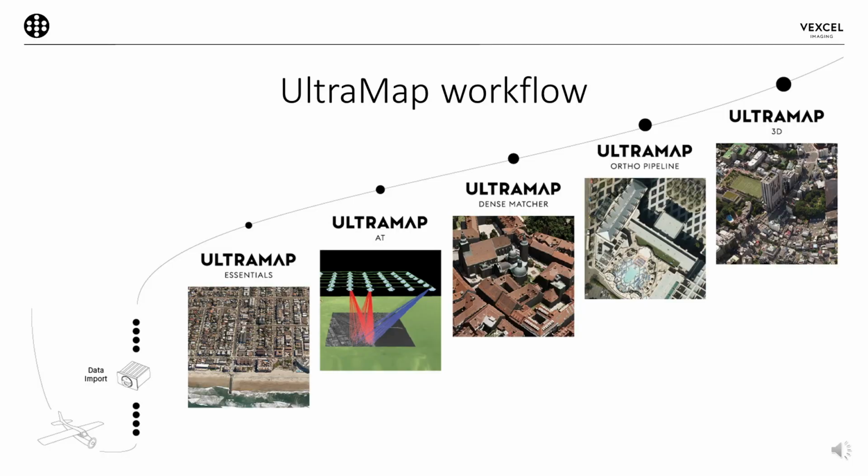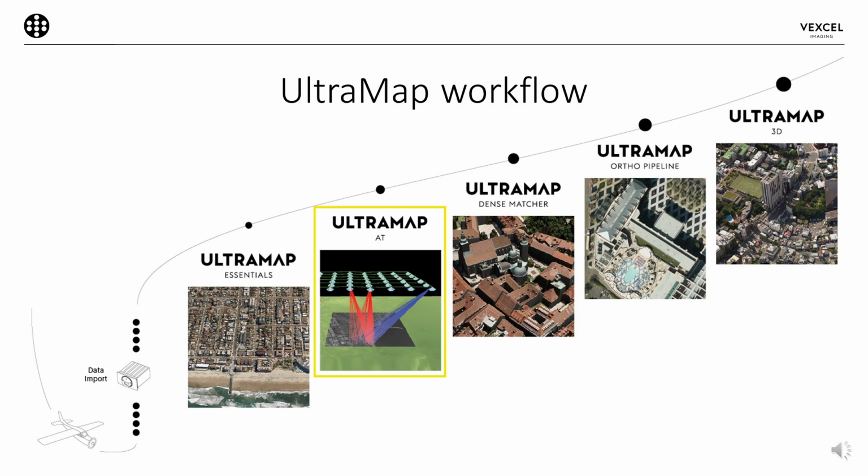As I already mentioned, the UltraMap workflow consists of several modules. It all starts with the download, where the data from the data units is being downloaded into the processing system. Then UltraMap starts the first processing step, which is called UltraMap Essentials. This is the very specific processing task where all the geometric and radiometric calibrations are applied, where the stitching is done, and so on. Next step after the essentials would be the AT module, where the area triangulation is done.